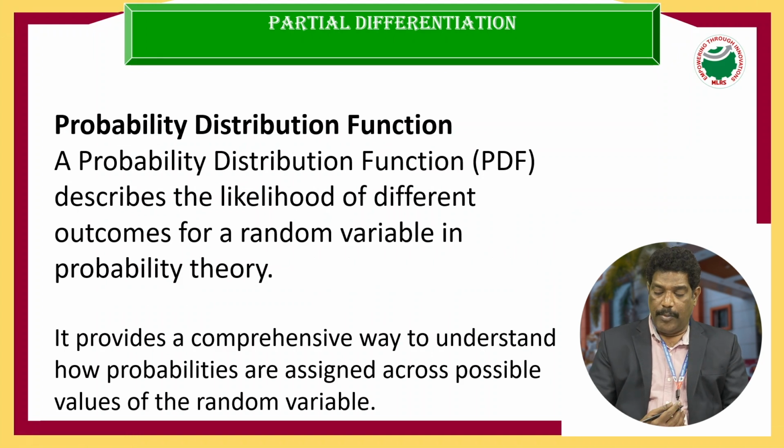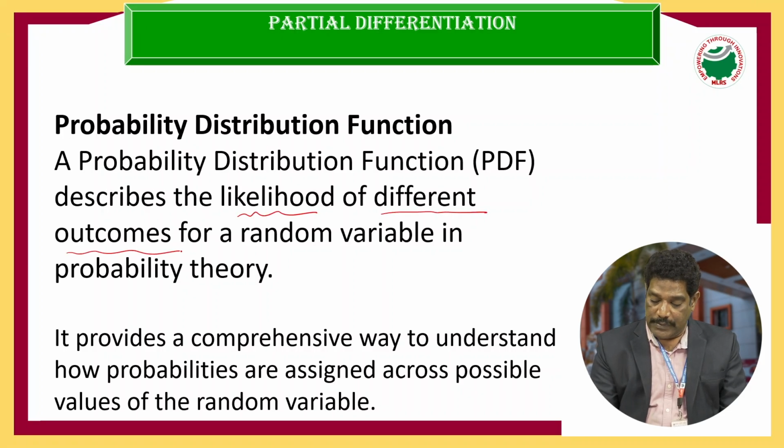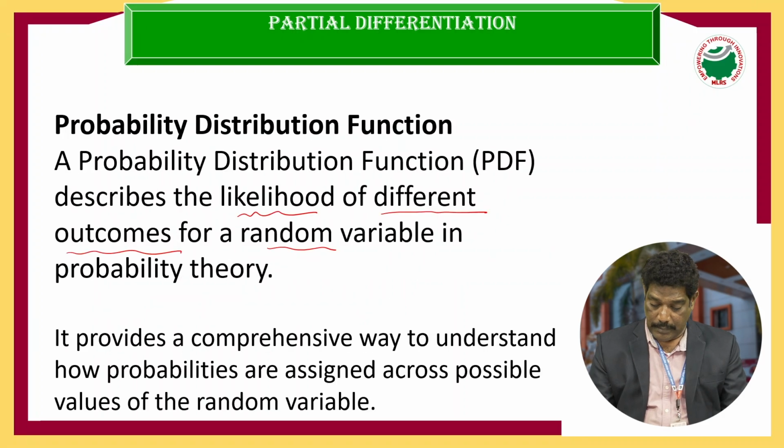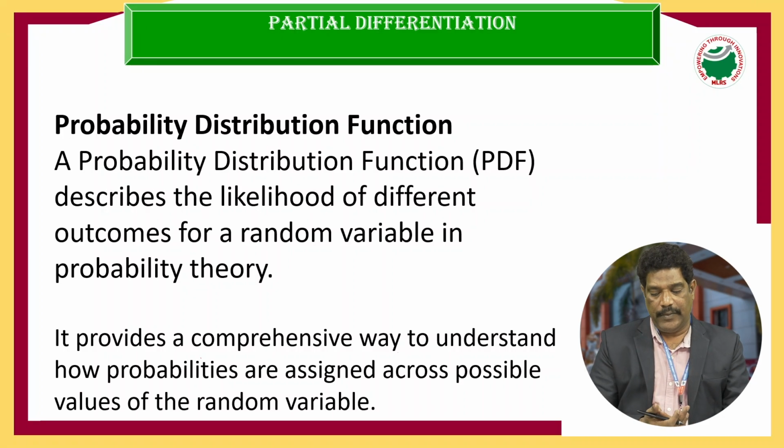Next, probability distribution function. So what is the probability distribution function? Generally, the probability distribution function, called PDF, describes the likelihood of different outcomes of a random variable in probability theory. It provides a comprehensive way to understand how probabilities are assigned across possible values of the random variable.